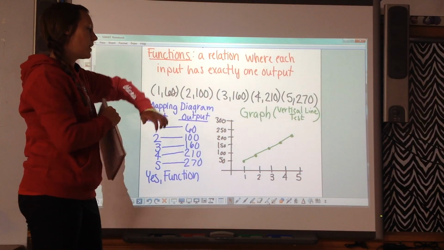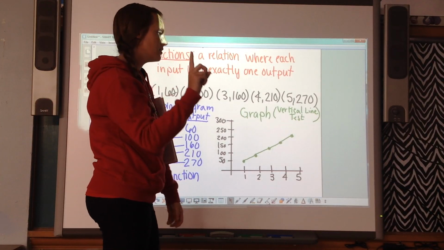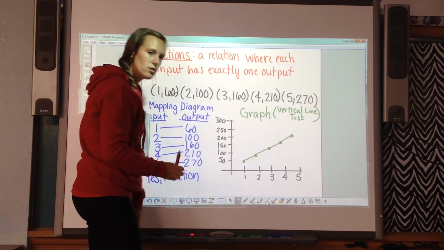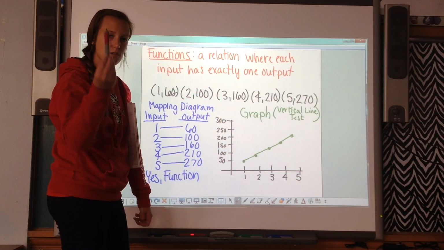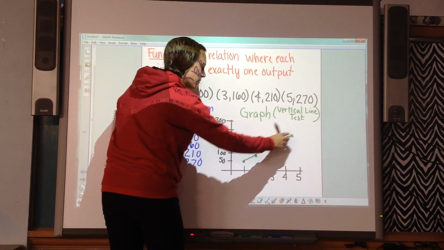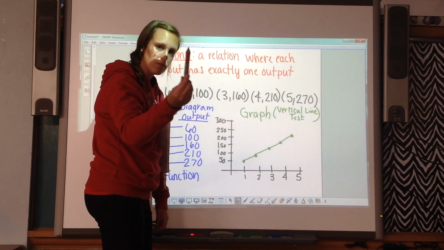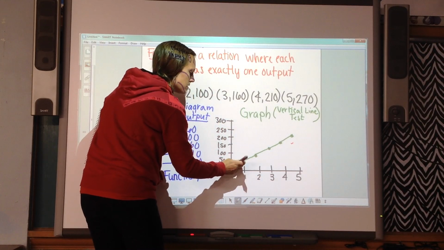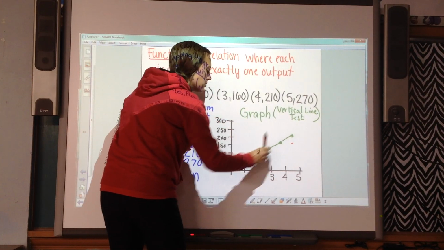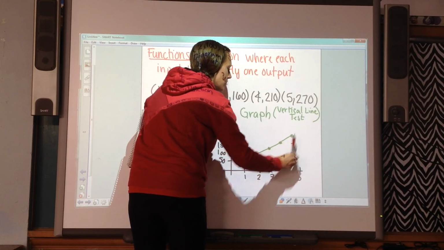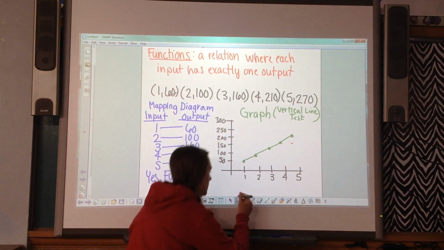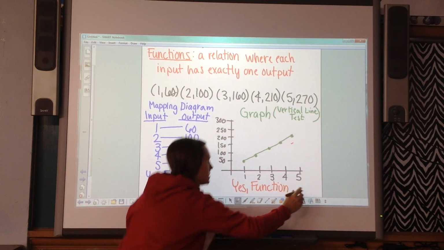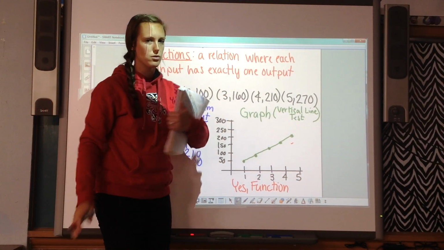Okay, so for the vertical line test, you're going to think of maybe taking your pencil or something straight. I'm going to use a marker here. You're going to go along your function or along your equation and check to see if your line crosses your vertical line twice. So do you see how my green line, if I hold my pencil vertical, only crosses the vertical line once? Because this green line only crosses the vertical line once, it would be a function. Now you may use either method. You may either use a mapping diagram or the graph. You don't have to use both.